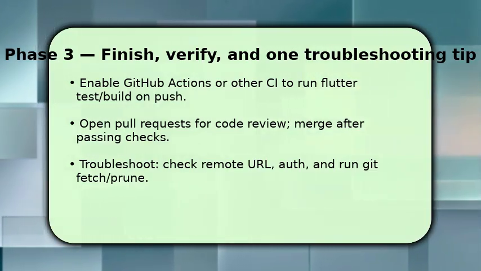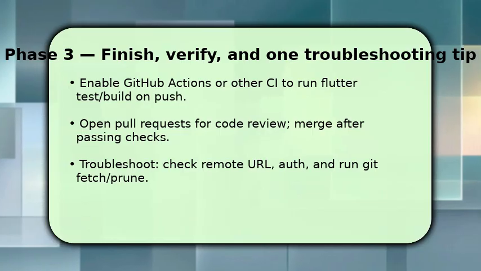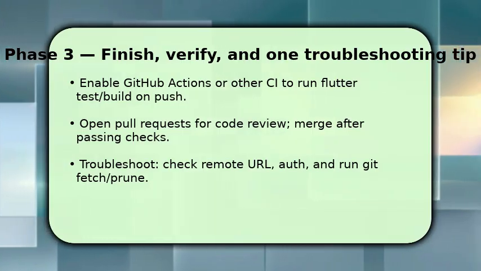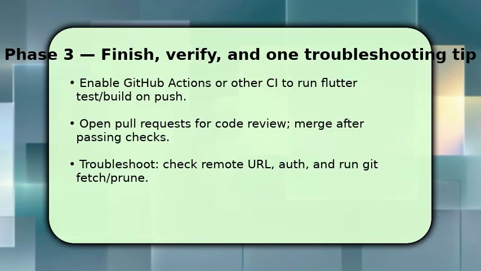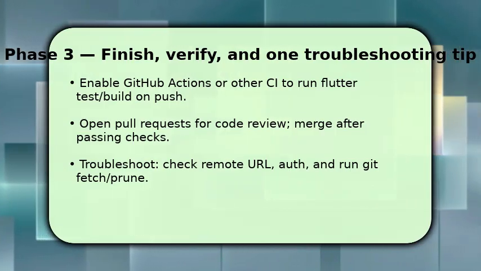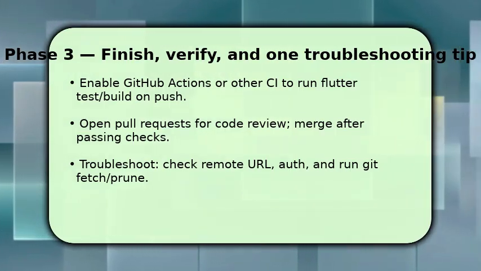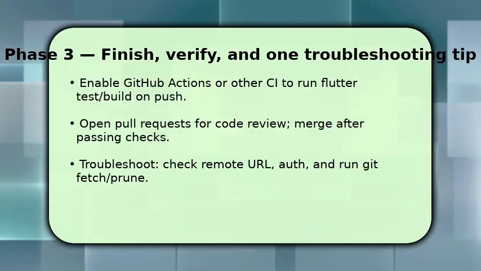This prevents regressions. If a push fails or remote is missing, verify git remote -v, re-add the correct URL, and confirm authentication. If branches are out of sync, run git fetch and git pull --rebase. Then resolve.